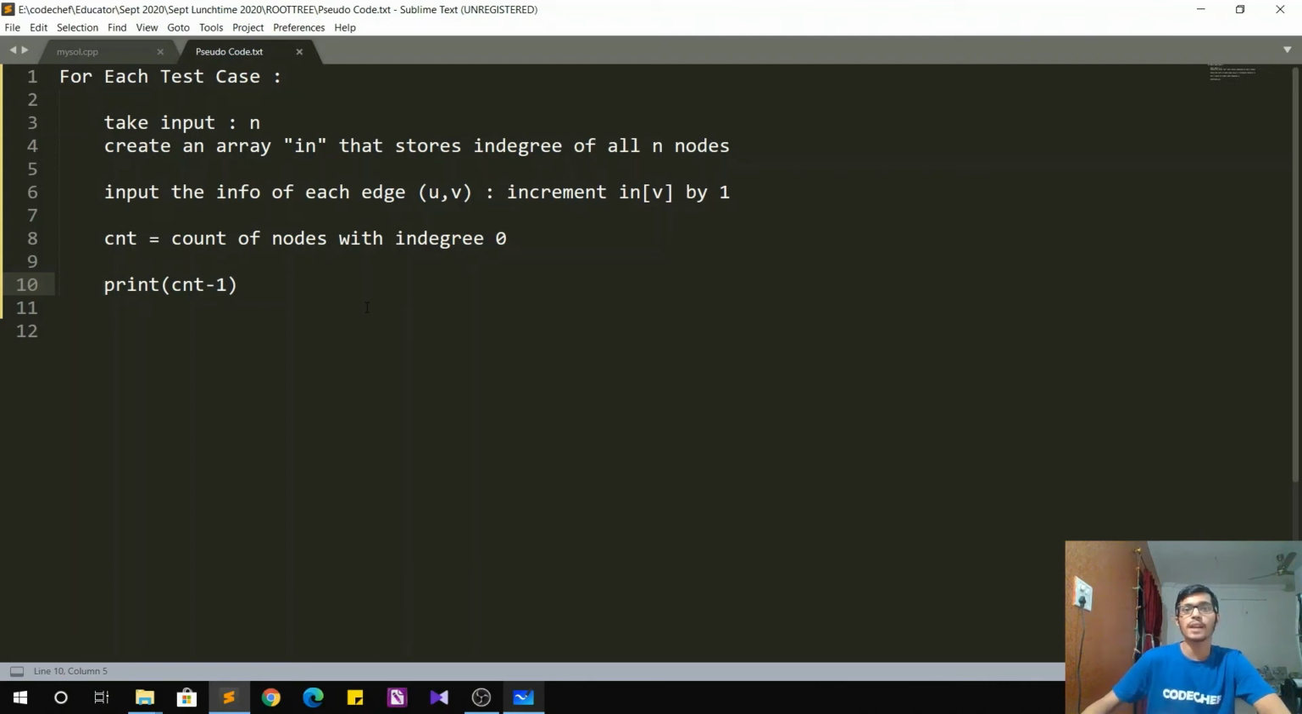So now that we have seen and understood the solution, let's get to the pseudocode. The pseudocode goes as follows. For each test case, first we will take the input for n and then create an array that stores the in degree for all the n nodes. Further, we will take the input for each edge u v, that is, an edge going from u to vertex v, and then increment the in degree of v by 1. Once we have taken the input for all such edges, we will count the number of nodes with in degree equal to 0. And finally, we will print that count minus 1 as our final answer.